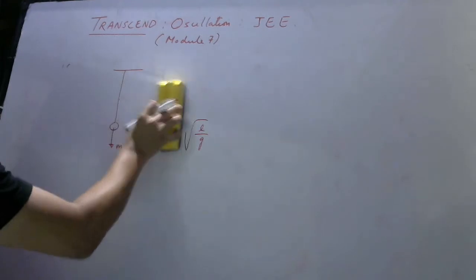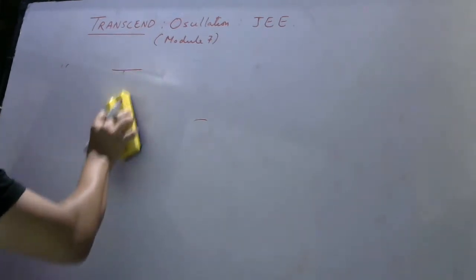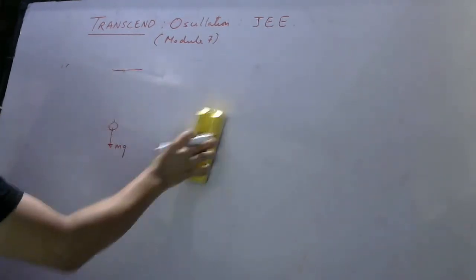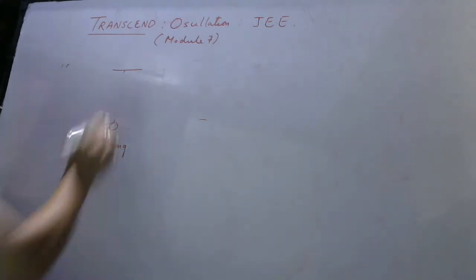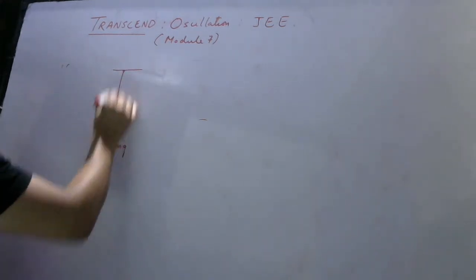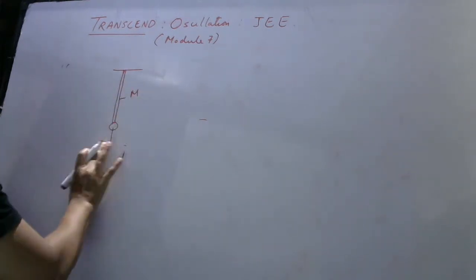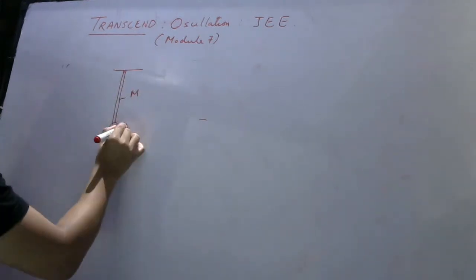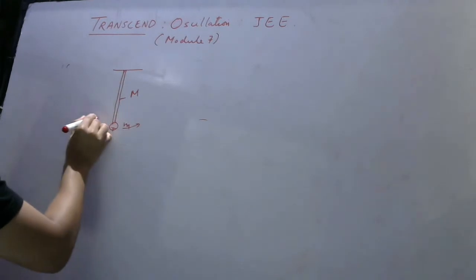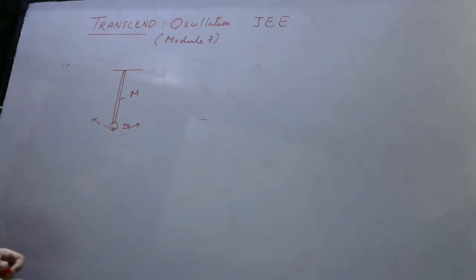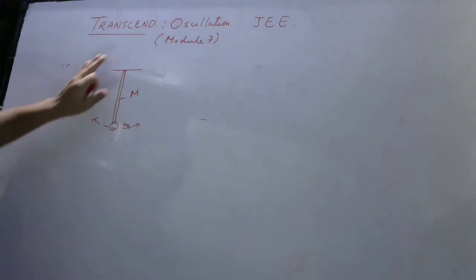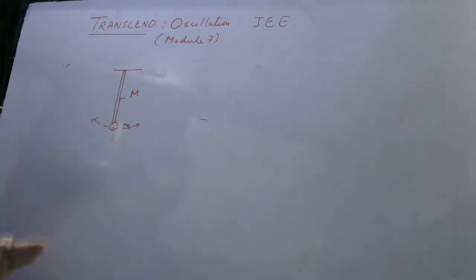Now what they are saying is this string is replaced by a rod which has a mass capital M, and this bob has a mass small m. It is allowed to make small oscillations. We have to find the time period. So now this becomes a compound pendulum. Let us discuss the compound pendulum.